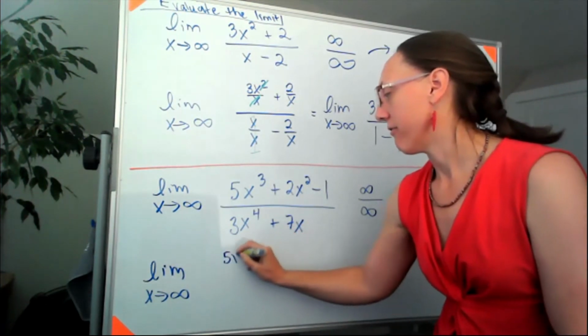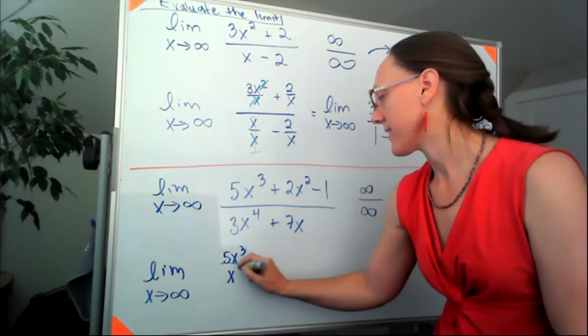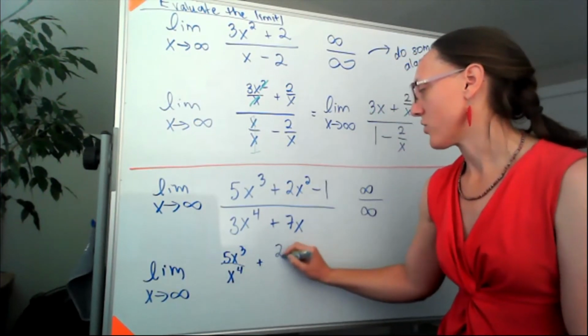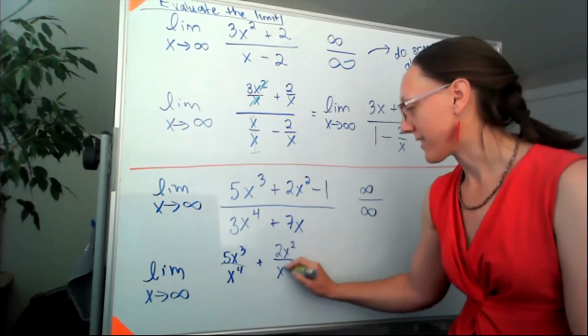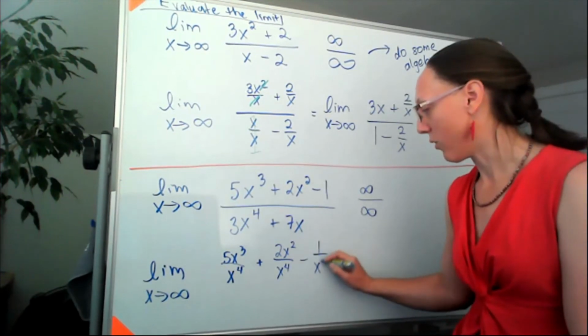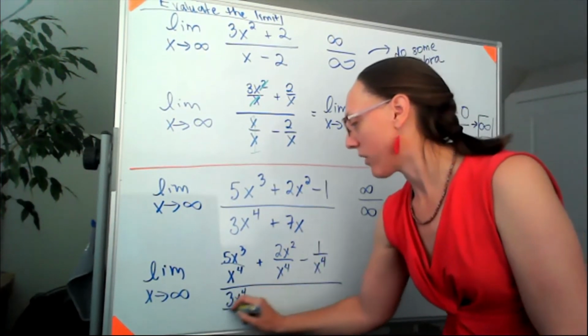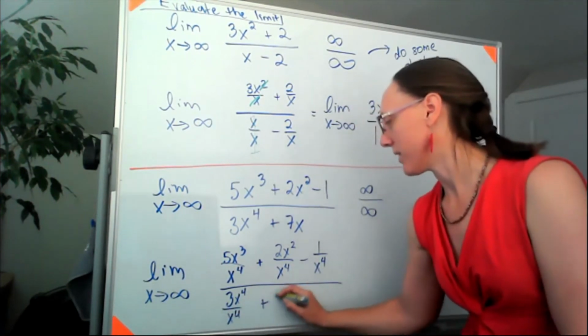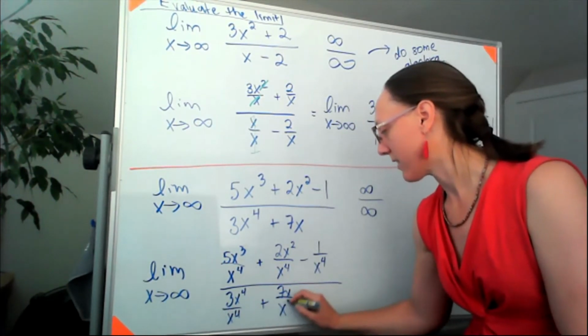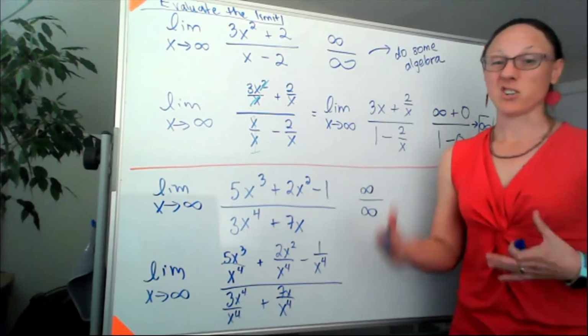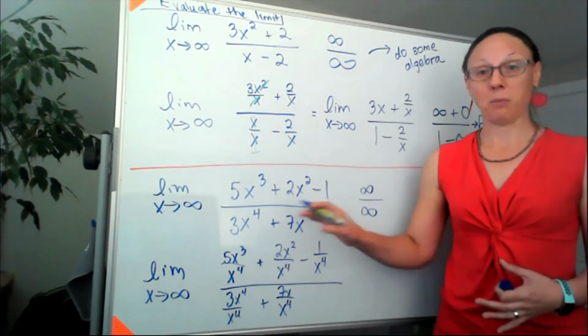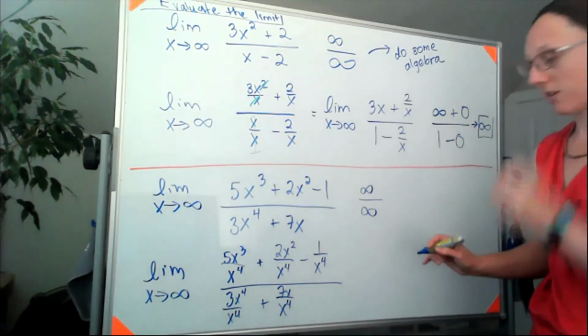So I'll have 5x cubed over x to the fourth plus 2x squared over x to the fourth minus 1 over x to the fourth, 3x to the fourth over x to the fourth plus 7x over x to the fourth. And then just like on the previous problem, I'm going to simplify each of those terms as much as I can.